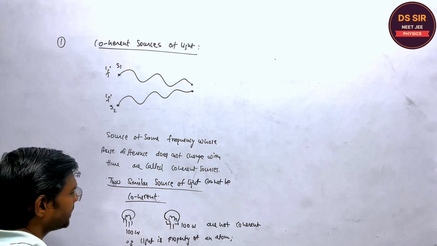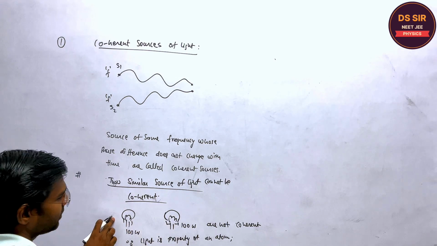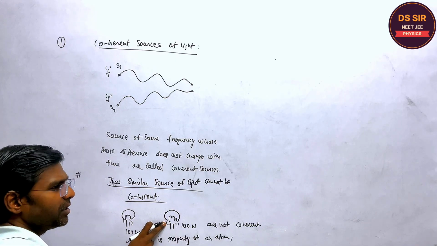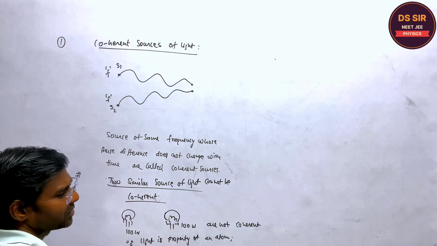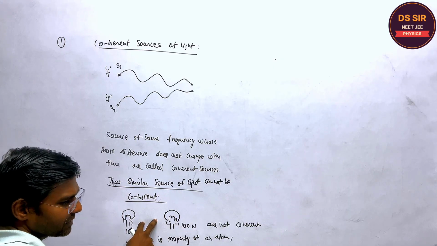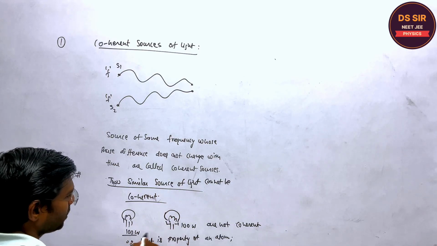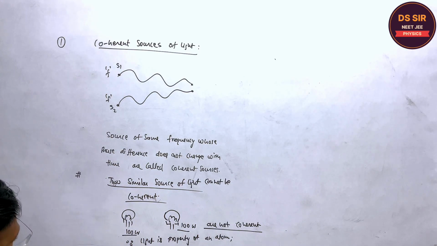So it is not necessary that when an atom comes to the ground state for this bulb, at the same time an atom is coming for the other one. It is not possible. So there will be a time difference in the phase. So these two bulbs are not coherent sources. Are you getting it or not?